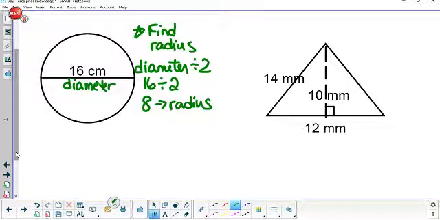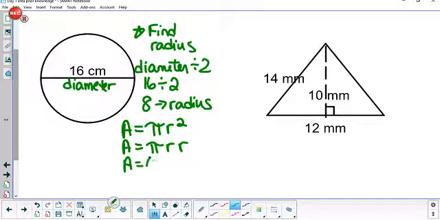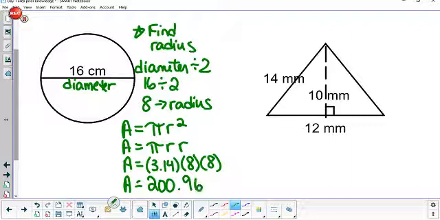So now we can do the formula we just did in the previous example. Area is pi r squared, which is the same as saying pi times r times r. Pi is always 3.14. We just determined our radius is 8. So 3.14 times 8 times 8 is 200.96 centimeters squared.